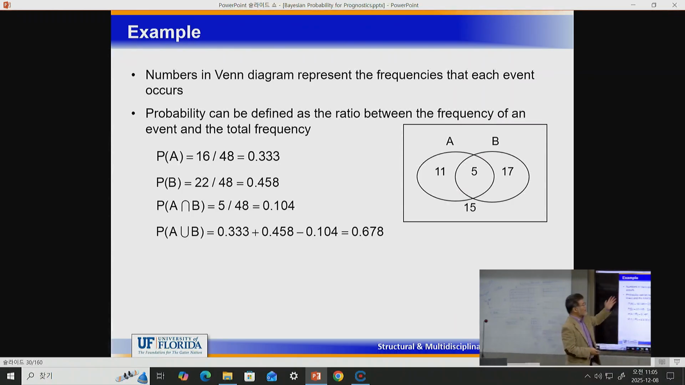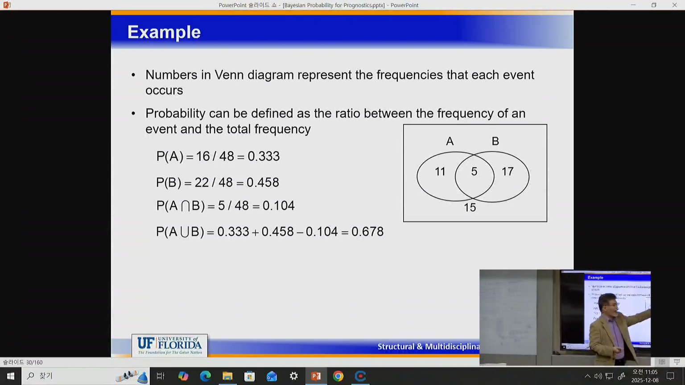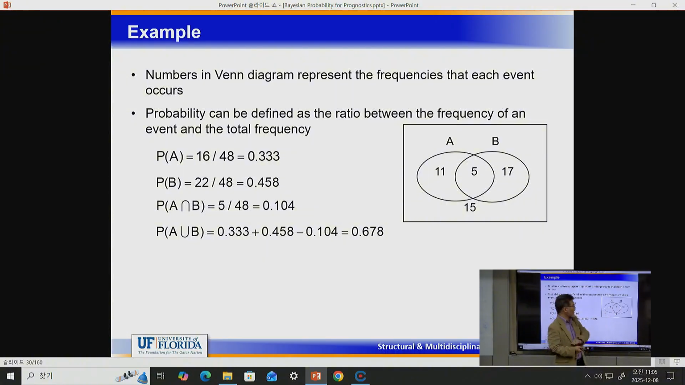So I have a simple example. Numbers in the Venn diagram represent the frequencies that each event occurs. Here, event A will occur 16 times, out of which 11 times are A alone, and 5 times both A and B occur together. And there are 15 cases with no A and no B.